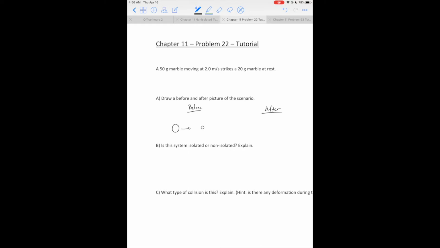We know that the larger one is coming in at 2 meters per second, and I'll label the actual masses here. So I would say 0.05 kilograms and 0.02 kilograms. It's key to remember that 20 grams is going to be 0.02 and not 0.2. That's 200 grams if we did 0.2 kilograms. And lastly, I would say that V equals 0.